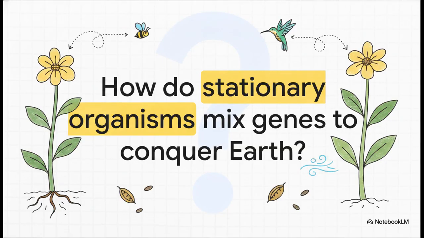I mean, think about it for a second. If you're a stationary organism, literally rooted to the ground, how on earth do you go about mixing your genes to survive, adapt, and eventually conquer almost every terrestrial ecosystem on the planet? It's this massive evolutionary puzzle. Animals can just walk, fly, or swim to find a mate. But plants? They had to engineer a totally different, incredibly ingenious way to spread across the globe.